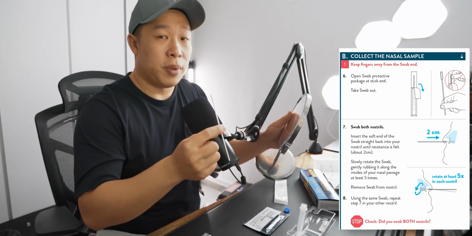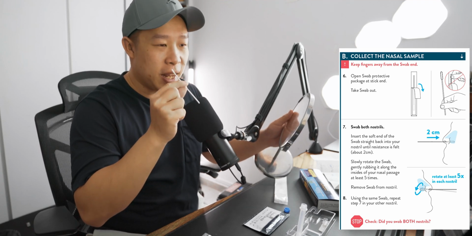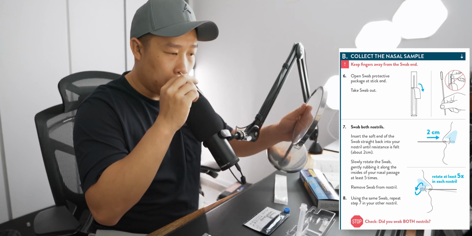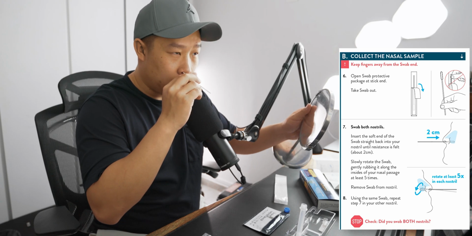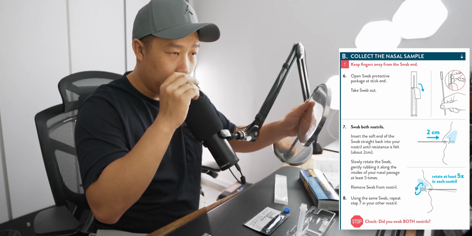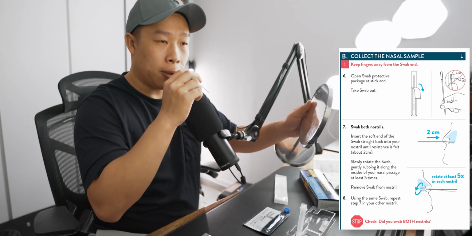All right, so we're going to swab it right now. We're going to go 2 centimeters in and turn. It's not the best feeling, but it's not very bad. Oh. All right, next one.